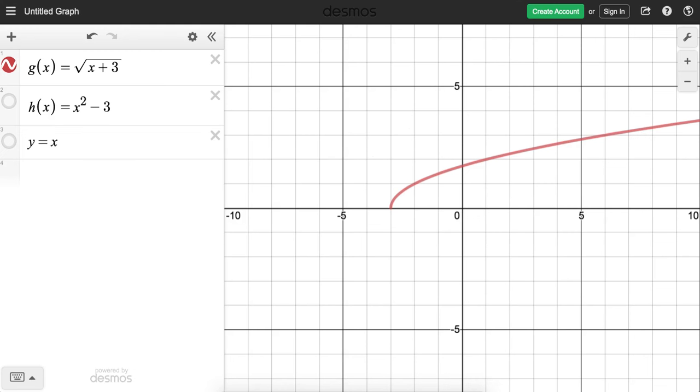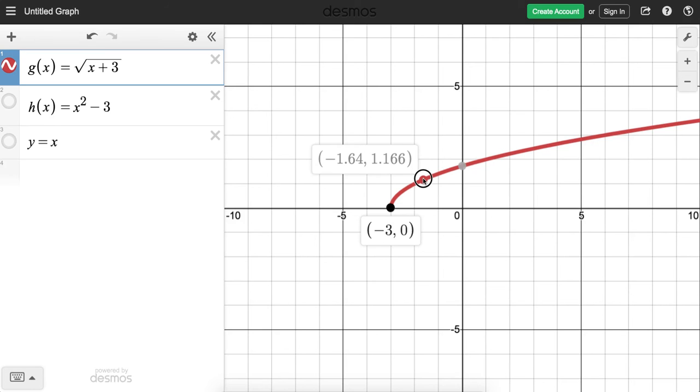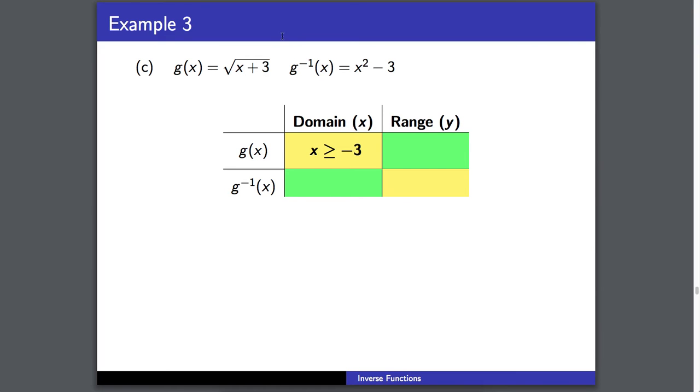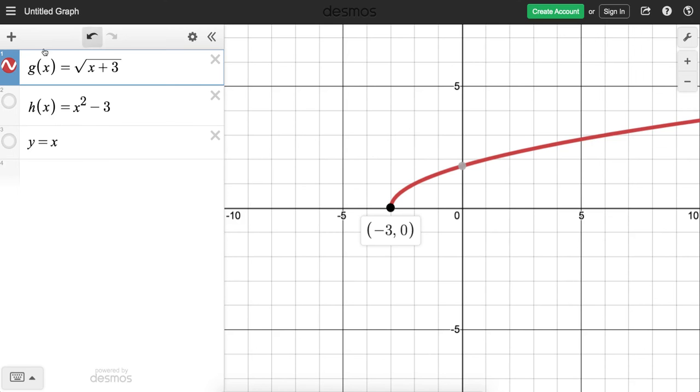If we take a look at the graph of our original function, our lowest value of x is negative 3, and every other value, like 1.59, is going to be greater than that. So for our original function, our domain is x greater than or equal to negative 3. That's going to be the range of the inverse function. So y is greater than or equal to negative 3 for the range of this inverse function, x squared minus 3. To see that, let's go ahead and graph x squared minus 3.